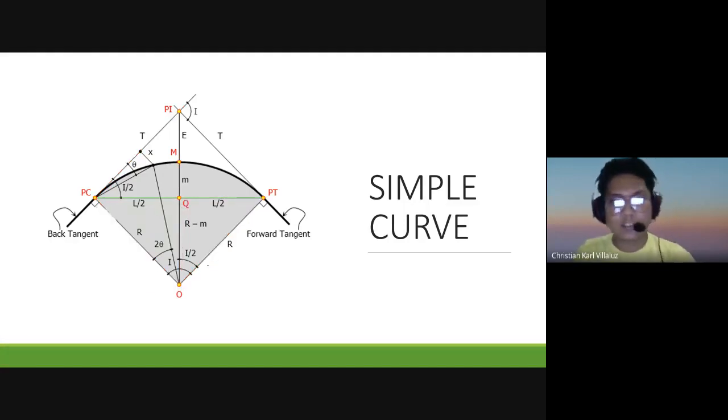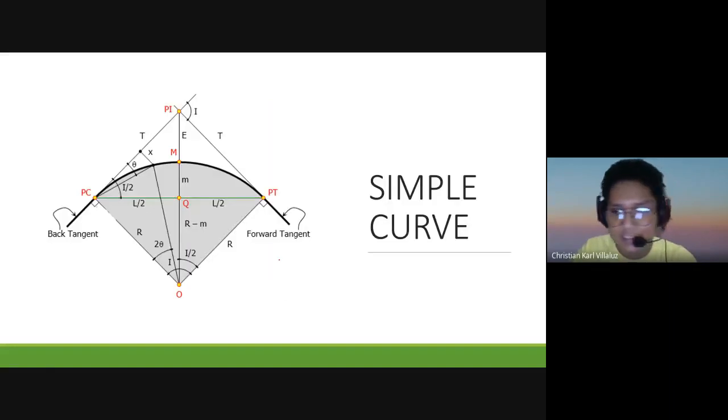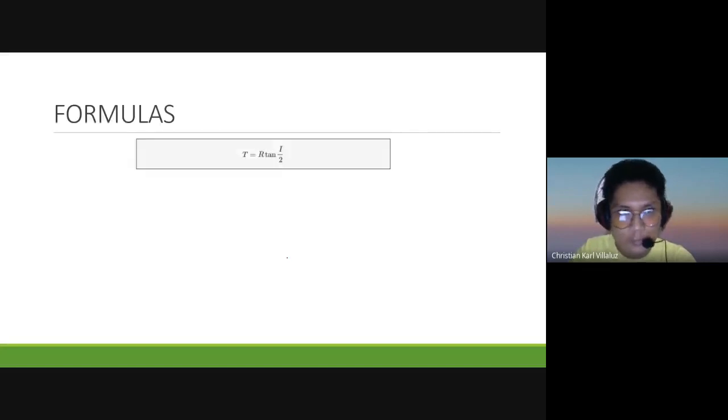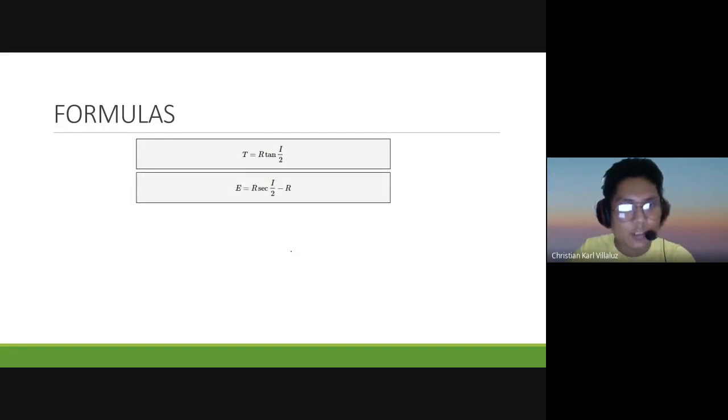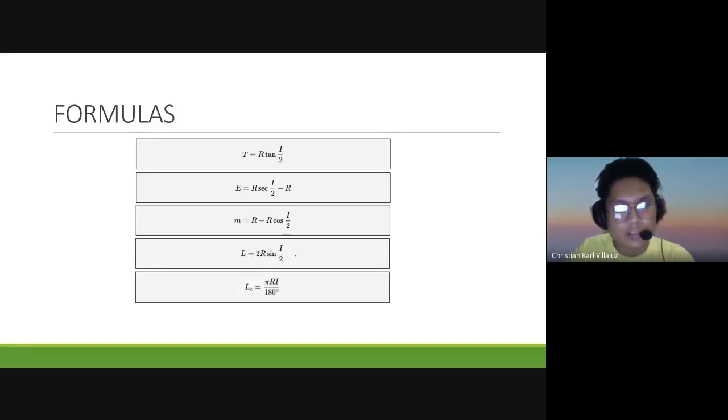Okay lang ba sa inyong class na hindi ko na i-derive yung equation kasi matatagalan tayo? Or i-derive pa? So, itong mga formulas. T equals R tangent I over 2. E equals R secant I over 2 minus R. We have M equals R times (1 minus cosine I over 2). We have L equals 2R sine I over 2. And LC equals pi R I over 180.